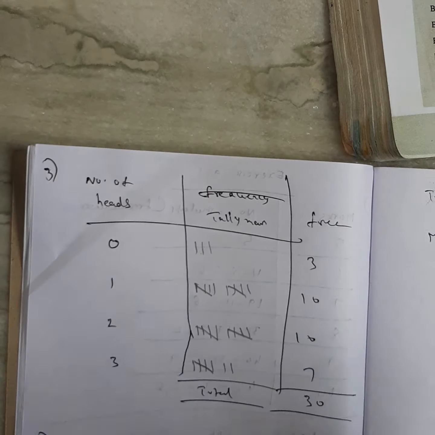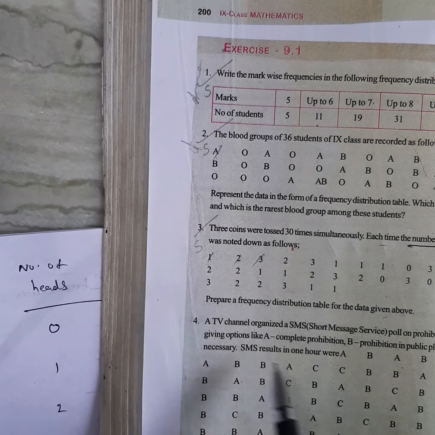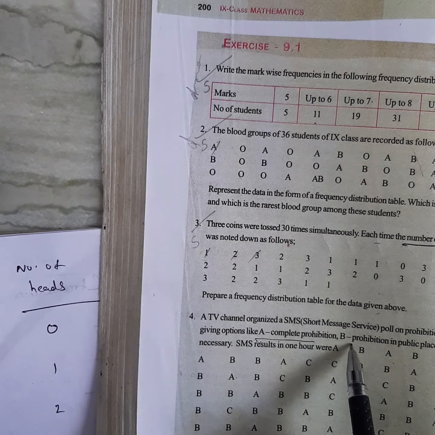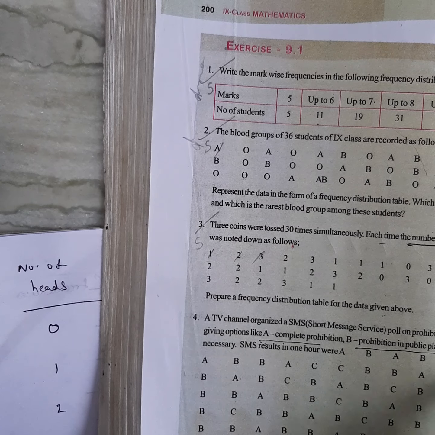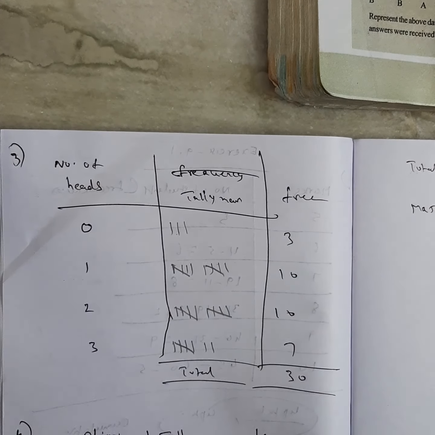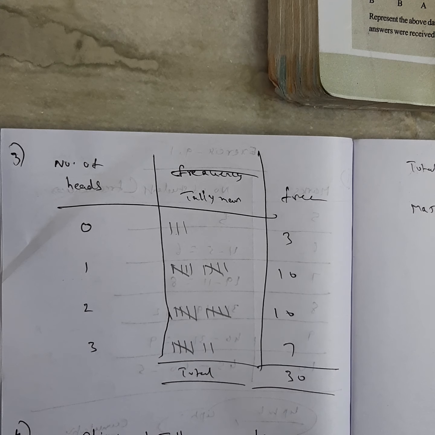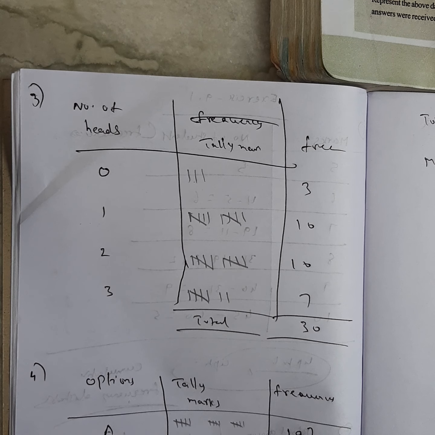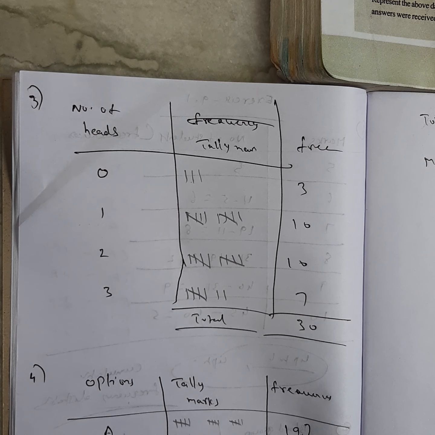So what they give here as appropriate answers: A means complete prohibition they give. B means prohibition in public places only. C, not necessary. So here these are the total appropriate answers. Not necessary is not, provision is completed. Not necessary, this is not. So 19 plus 36 you will get how much?